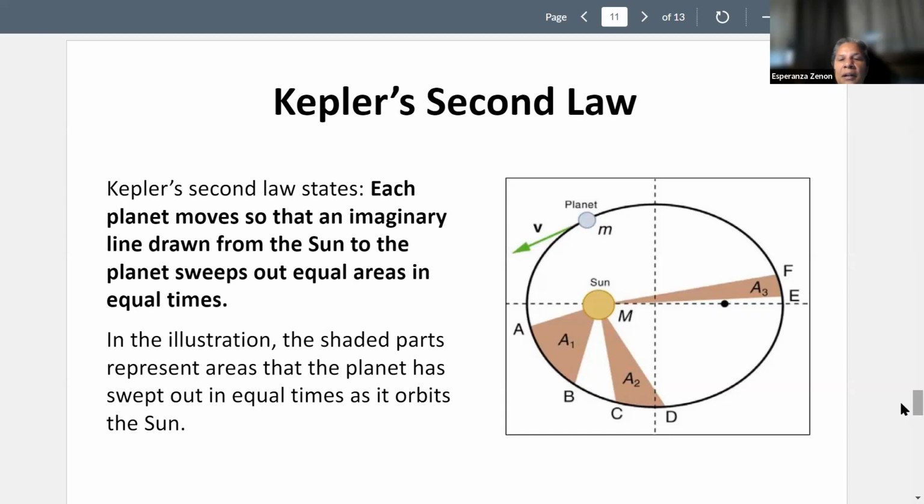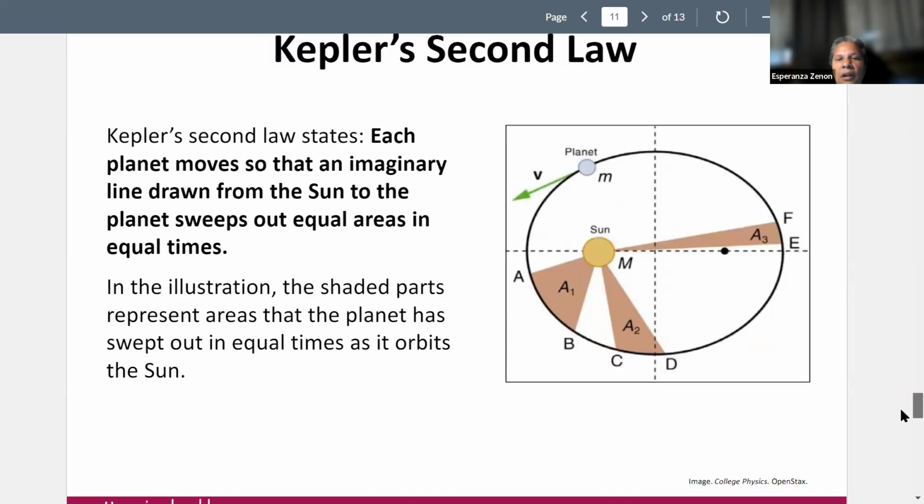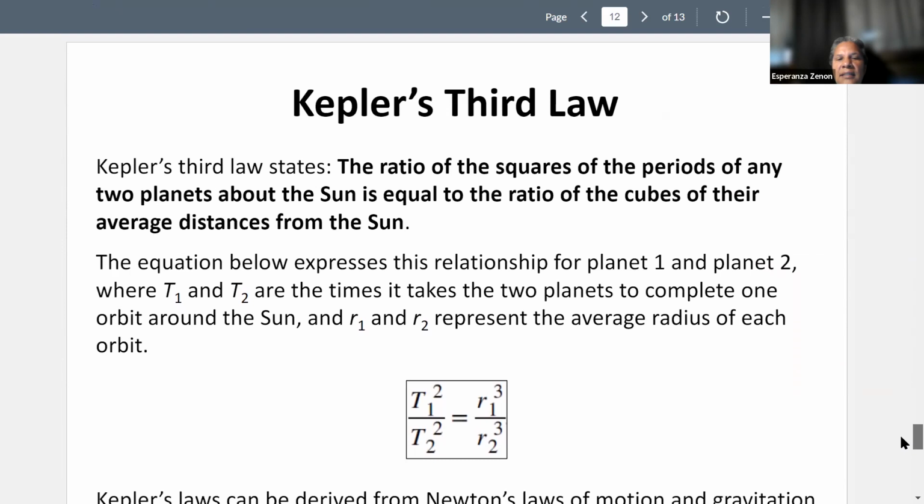And that is because if you look at the time it takes to go from A to B, it would be equal to the time to go from C to D and E to F. Even though the areas look different in terms of their shape, if you figure out the actual area, those three areas will be equal. So that's what his second law focused on. And again, I'm not trying to get into that too deep. The law that I'm most interested in is his third law.